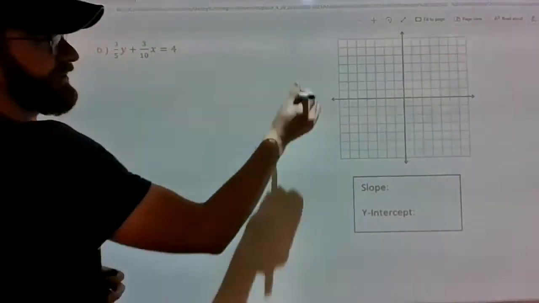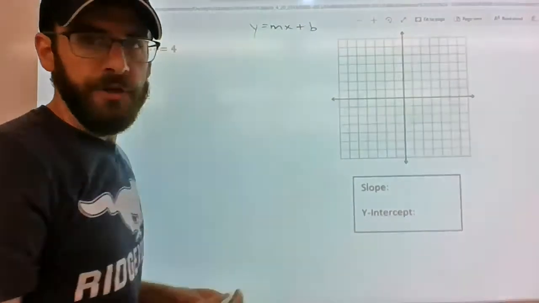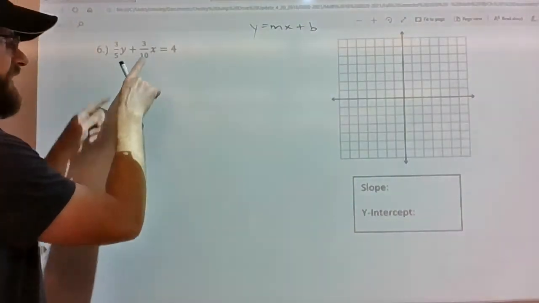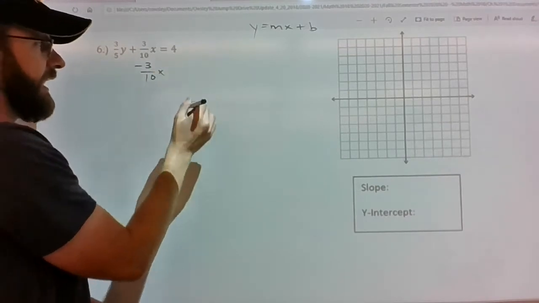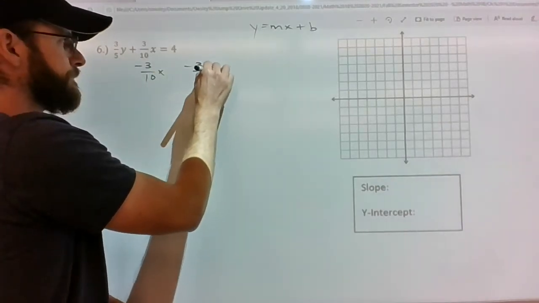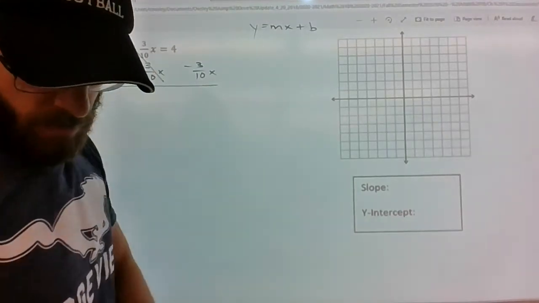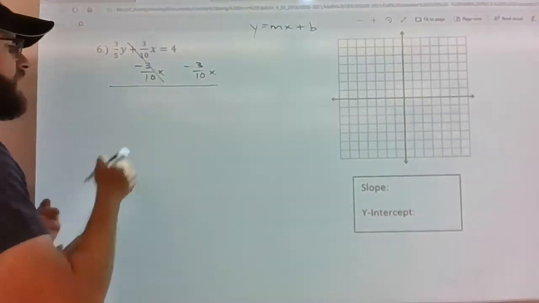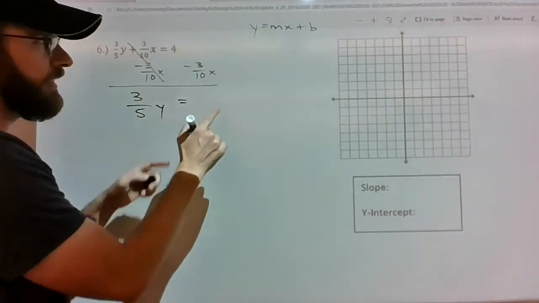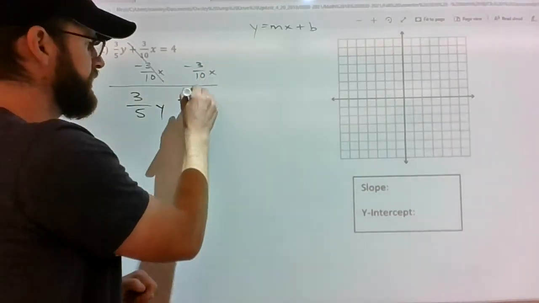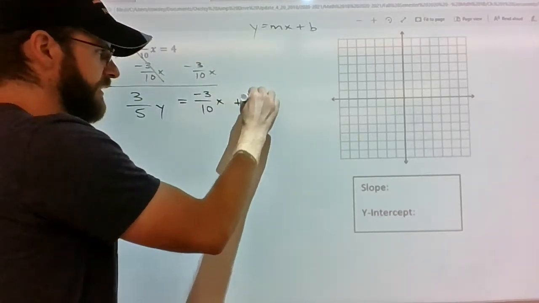So we need y by itself. Remember, the whole y equals mx plus b is our goal. We're always trying to get there. So I need the x term to the other side. I can just straight up subtract 3/10 x from both sides. That gives me 3/5 y is equal to, and again, write the x term first, negative 3/10 x. It's a positive 4, so I'm putting plus there.